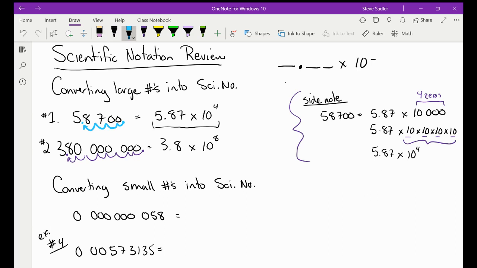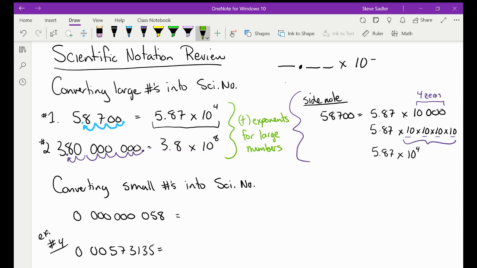When we are looking at really, really big numbers, we use positive exponents. So positive exponents for big numbers. Does that make sense? We're feeling okay?